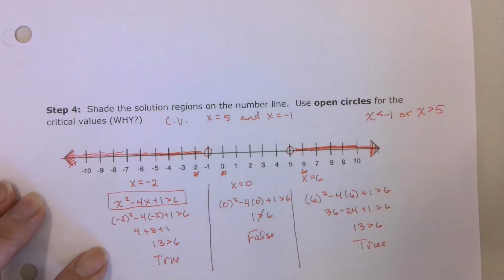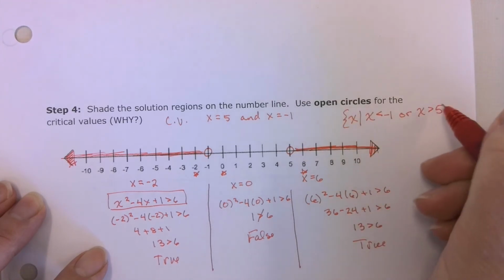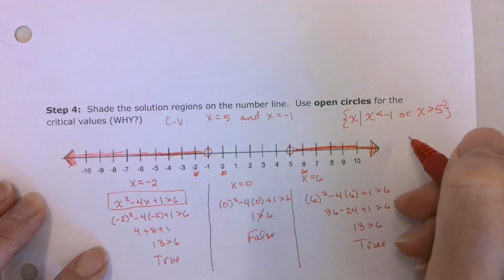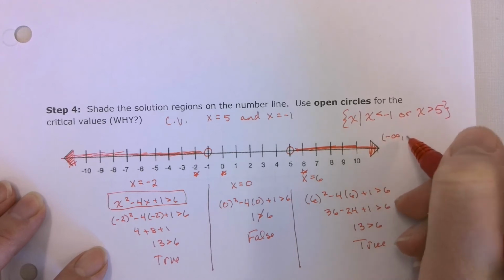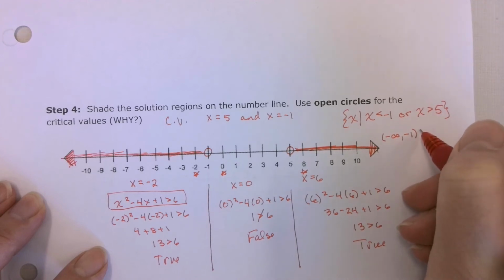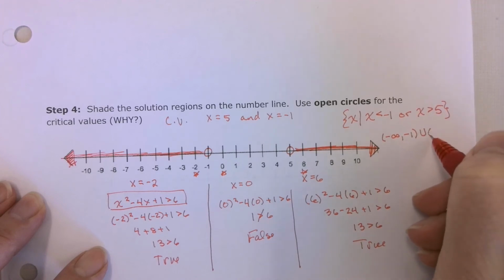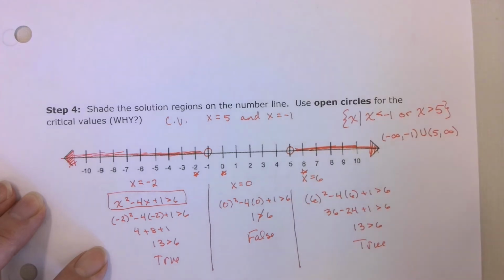Now, you can write it this way. We can put it in set builder notation, x such that this is true. Or the other way to write it is interval notation. It goes from negative infinity to negative 1, not included, so parenthesis. An or symbol would be your union. And then it starts at 5, but does not include it, and it goes to positive infinity.